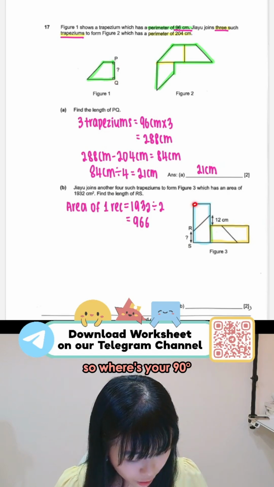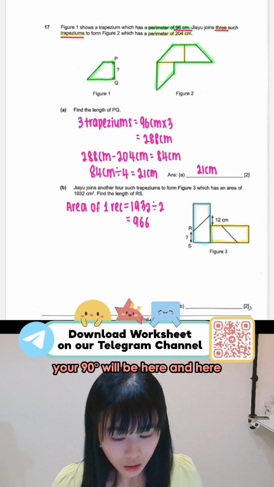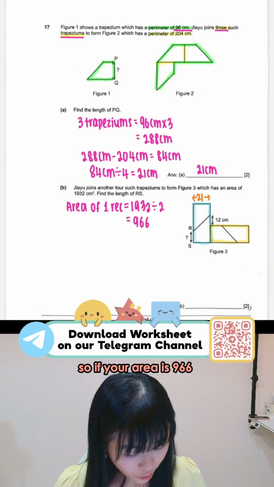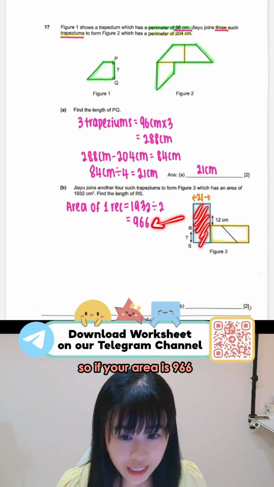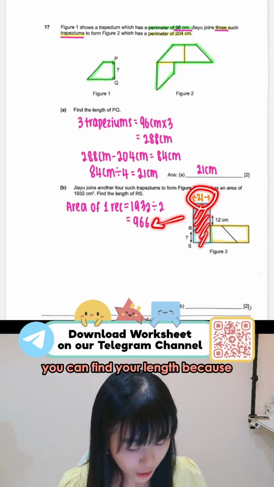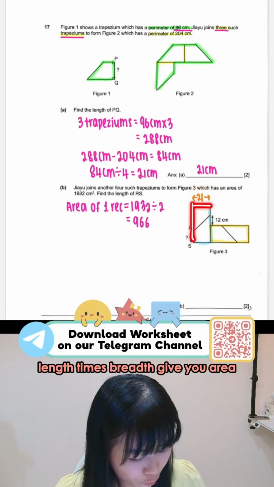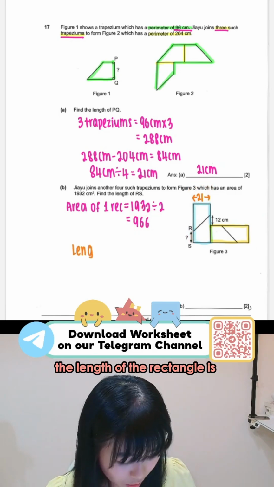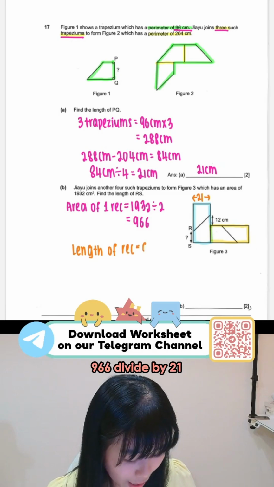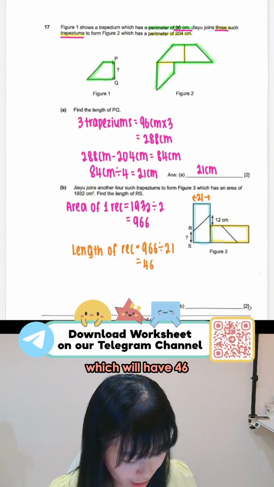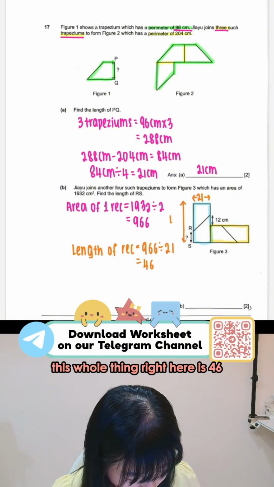So where's your 90 degree? Your 90 degree will be here and here, which means here is your 21 cm. So if your area is 966 and your breadth is 21, you can find your length, because length times breadth gives you area. So area divided by breadth will give you the length. The length of the rectangle is 966 divided by 21, which is 46. This whole thing right here is 46.